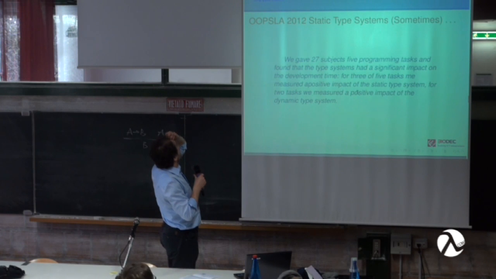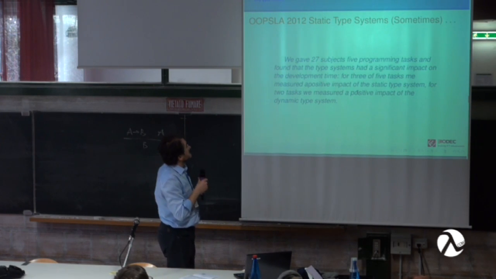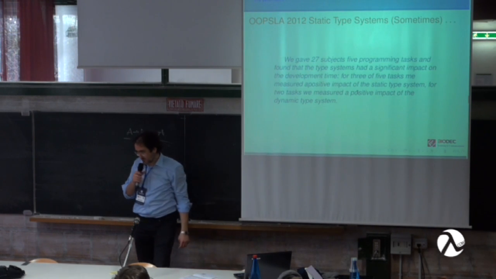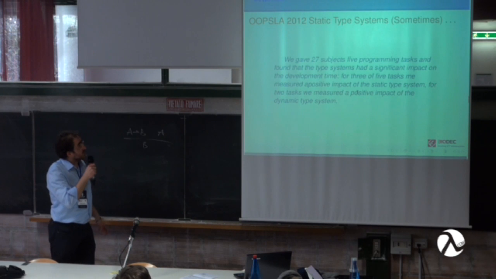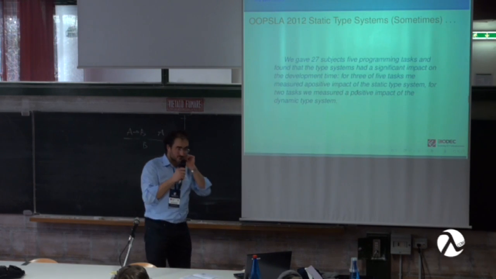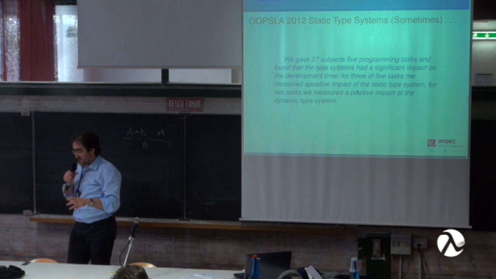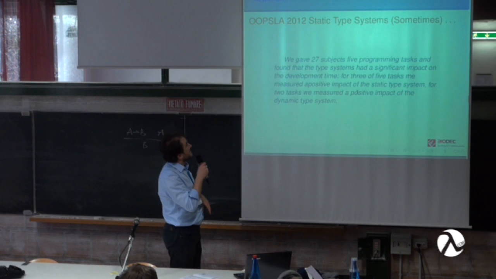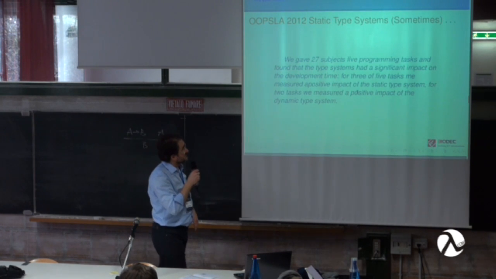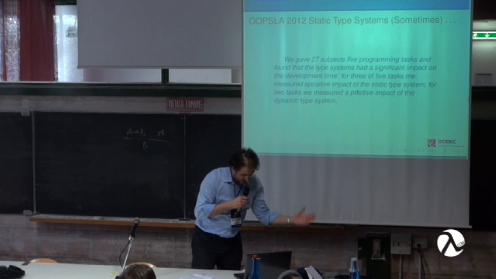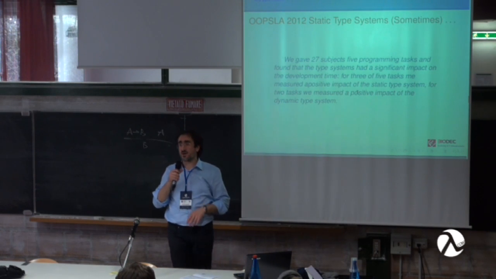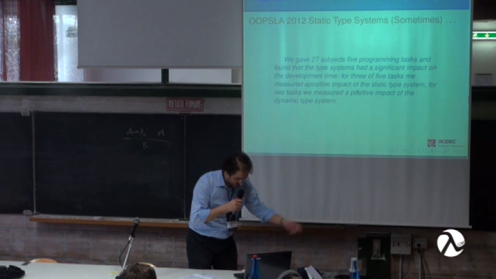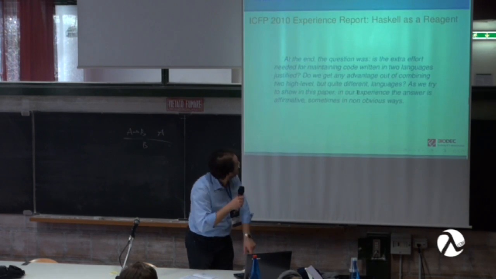At Uppsala in 2012, they made another test. The result was less certain, in the sense that in three cases out of five, the type system had a positive impact with regard to dynamic languages with dynamic types. We will get to dynamic types in a while.